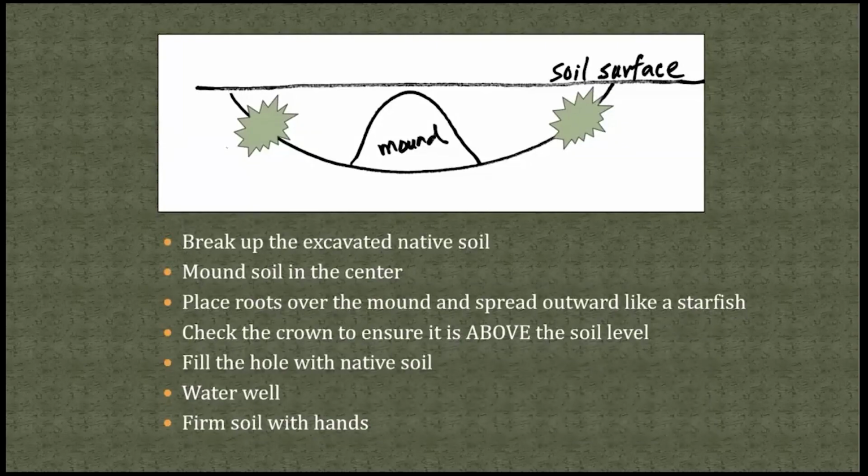While that's going on, your excavated native soil should be broken up if there are huge chunks. And then you mound the soil in the center of the hole you made. You want to place the roots over the mound and spread it outward like a starfish. Then check the crown to make sure it's above the soil level. And fill the hole with native soil, water well, and you firm the soil with hands, but not with feet, because we don't want it to become too compacted.